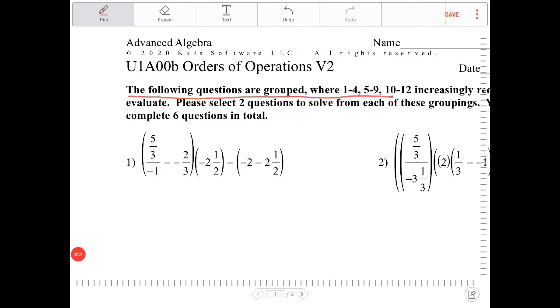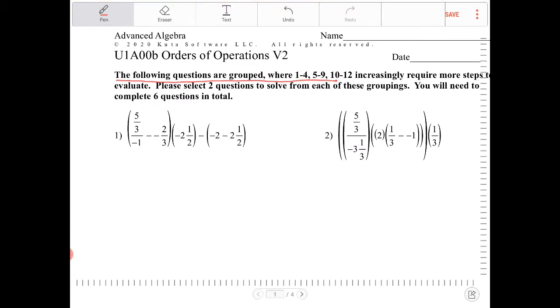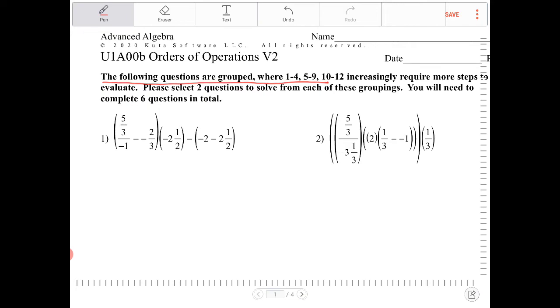Hello students, in this video I'm going to go over exercise U1A00b, which is an exercise on orders of operations. This worksheet is actually broken up or grouped into three different sections here. We have questions 1 to 4, 5 to 9, and 10 to 12.